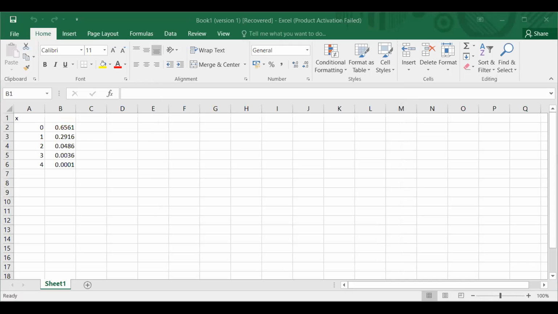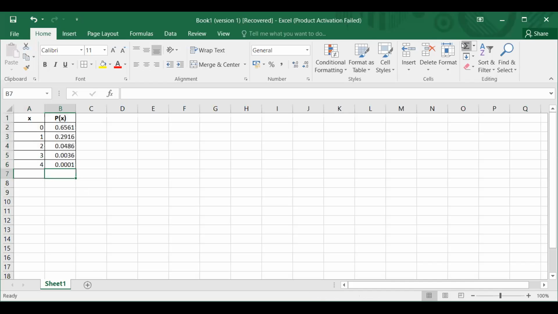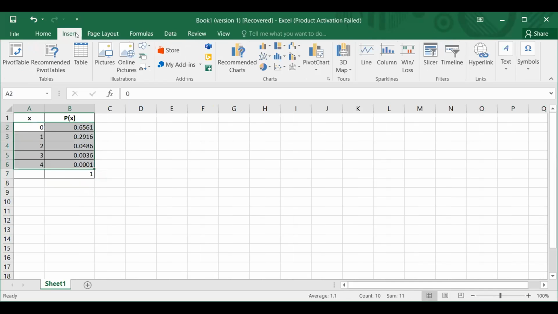I'm just stopping the magnifier because it's causing problems. Now you can clearly see this is P(x), the probability of x. This table is known as the probability distribution of x. The sum of these numbers should be 1. You can draw the graph by just selecting these numbers. Now select these numbers because it is required. You have to draw the graph.